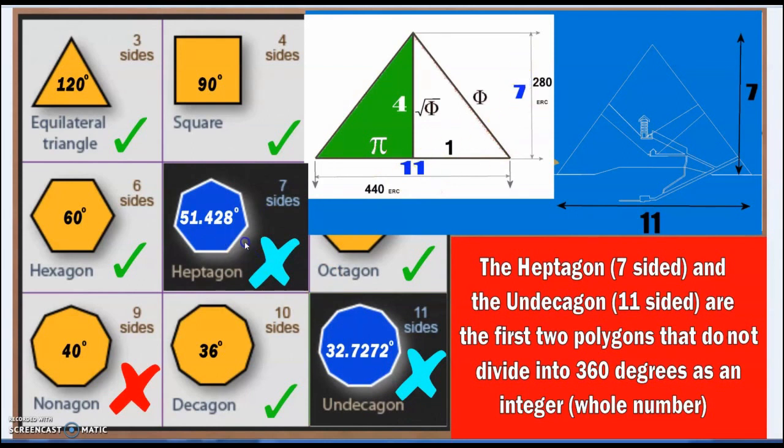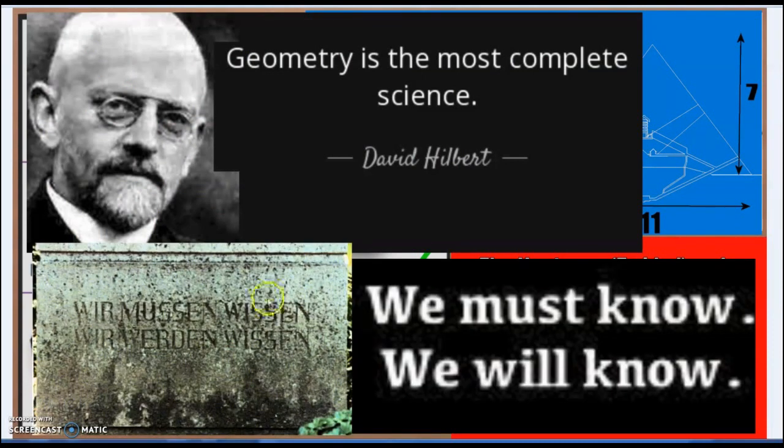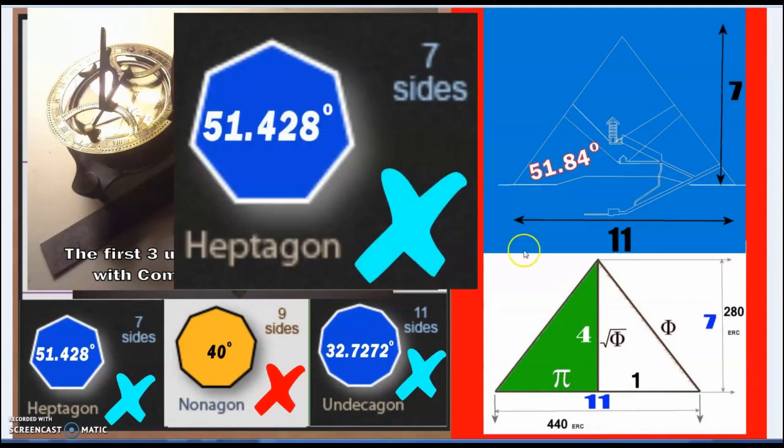Now I think it's interesting that the two polygons of the 7 and the 11 are those which you cannot draw and don't divide up nicely amongst the 360. You can't draw the nonagon, but it does divide up. Geometry is the most complete science. That was on Hilbert's gravestone: we must know, we will know. So the heptagon, 7-sided, nonagon, 9-sided, and undecagon, 11-sided, can't be drawn, but there is the 40 degrees there.